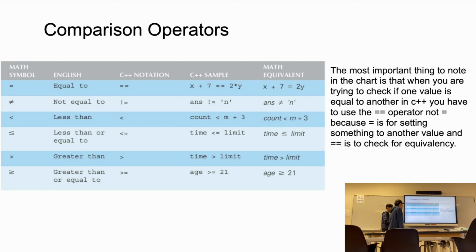if A is equal to B, because when you're trying to check if one value is equal to another in C++, you have to use the equals equals operator, not the equals, because just using one equals is used for setting a value to another value. So if you want to set A equal to 3, you just use one equals. But in an if statement, you have to use equals equals if you want to check if one variable is equal to another. And a lot of people make that mistake, so don't worry about it.